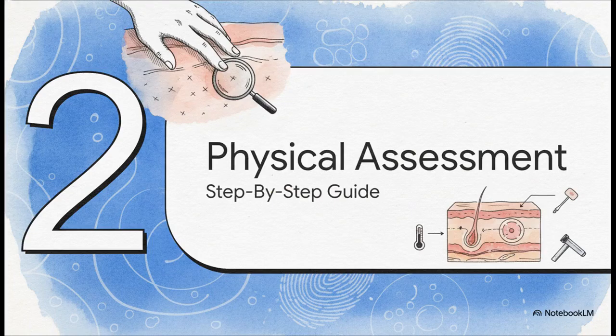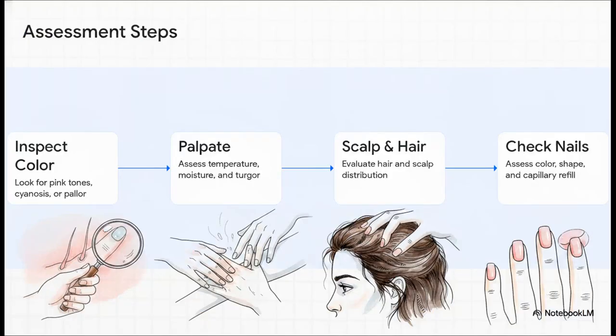Moving into Section 2, Step-by-Step Physical Assessment. Now that we've got the foundational structure down, how do we actually examine it? Well, a routine integumentary assessment is never random. It follows a highly specific, step-by-step sequence.